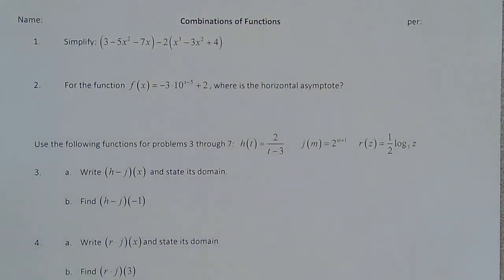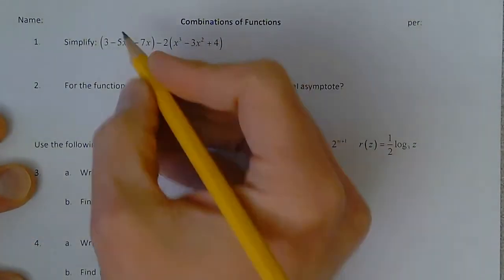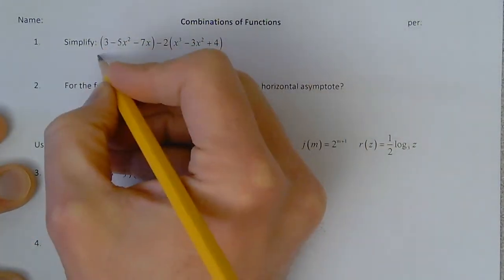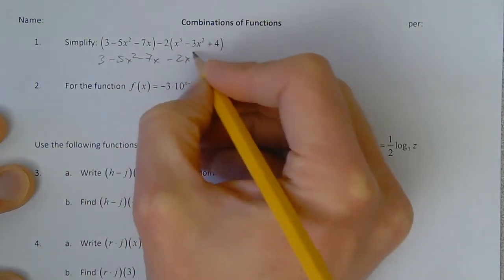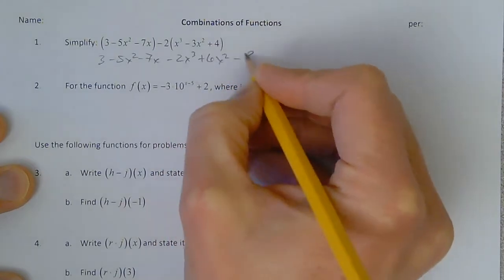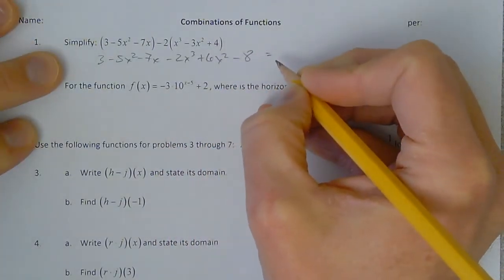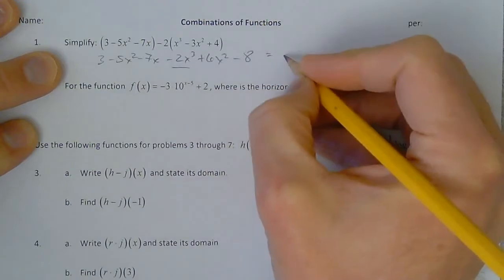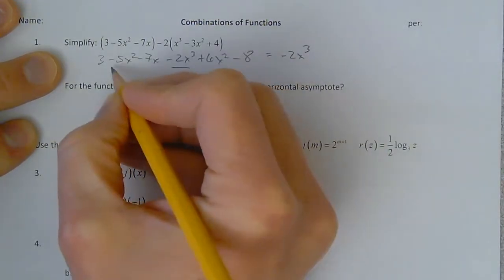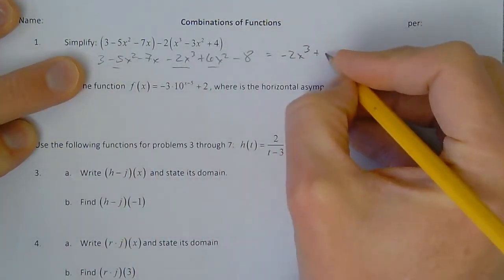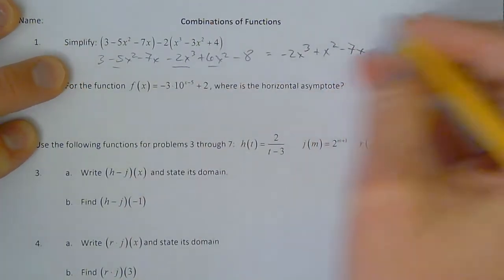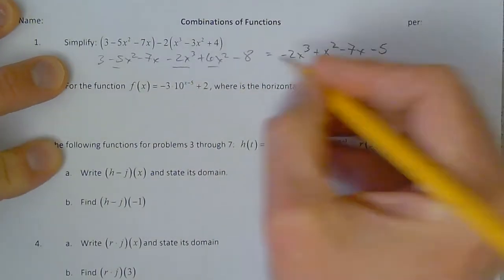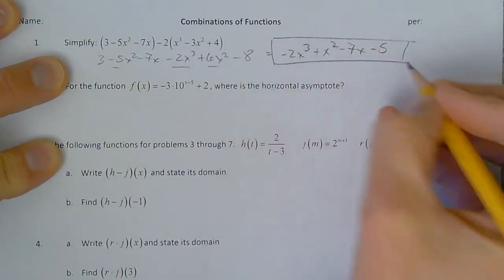All right, let's do the combinations of functions worksheet. Our first one here is a combination of functions in itself. We need to distribute that -2. So we've got 3 minus 5x squared minus 7x minus 2x cubed plus 6x squared minus 8. If we simplify that and write it in descending order, we start with -2x cubed, plus 1x squared, minus 7x, and 3 minus 8 is -5, so that simplifies to that.